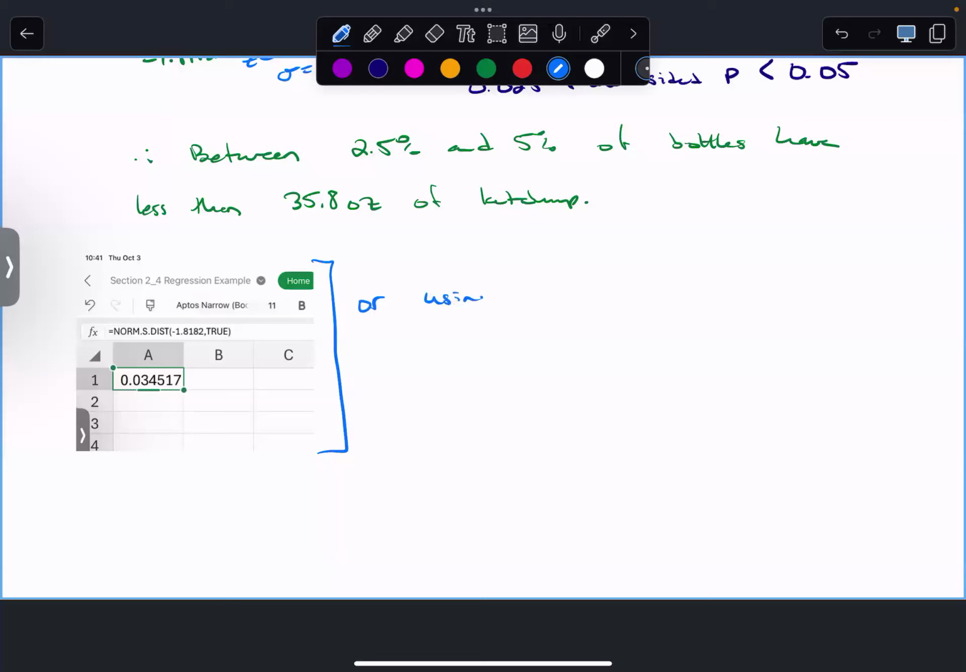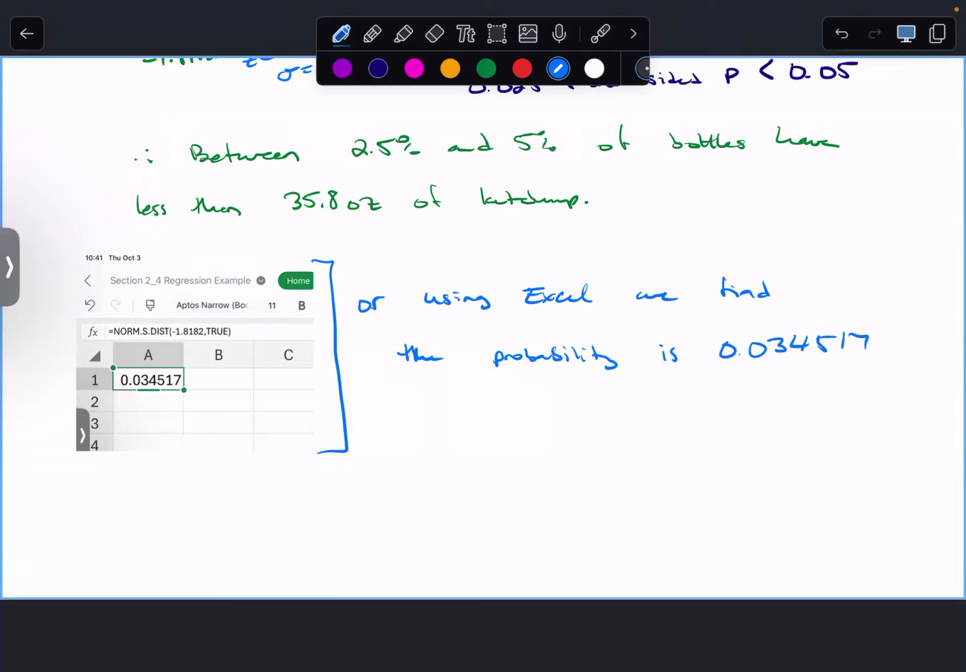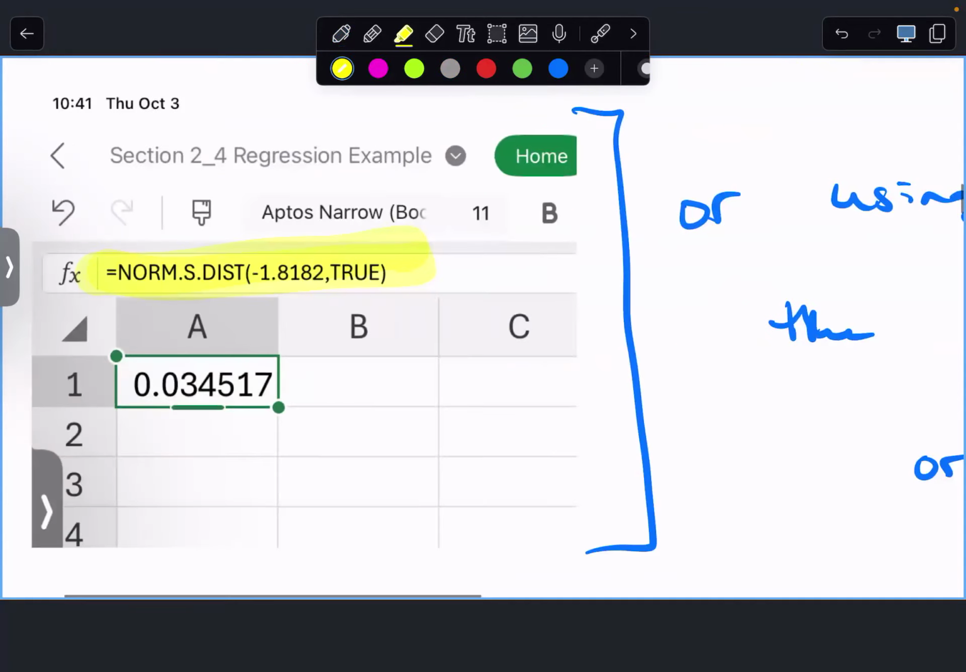Or using Excel, we find the probability is 0.034517 or 3.4517%. Just making sure that it falls between those values that you set. And I want to highlight that I am showing the command that I used there.